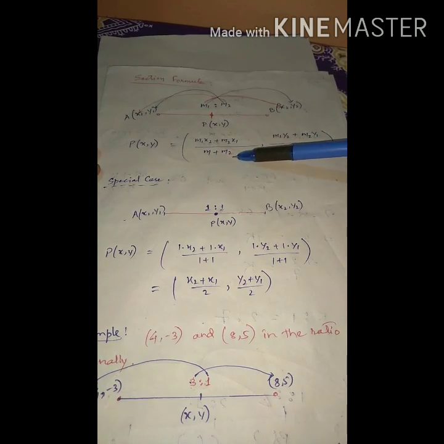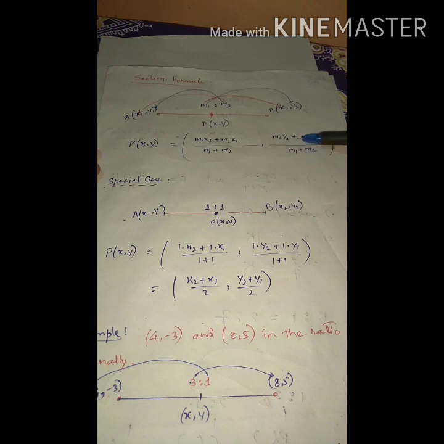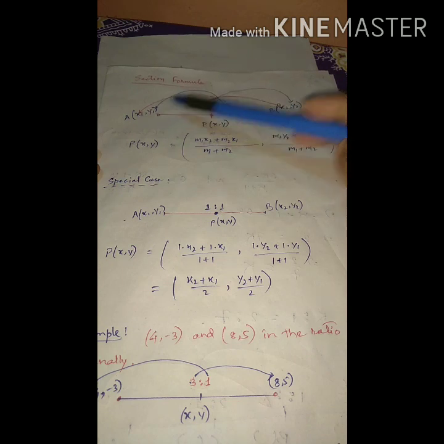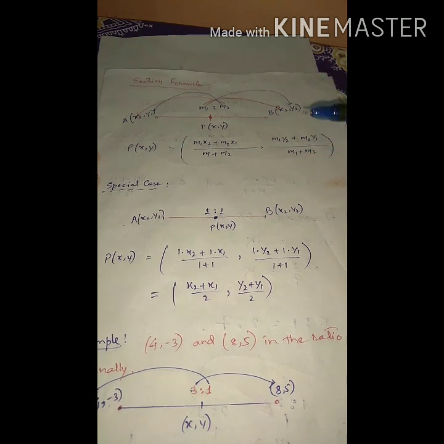Is it clear? Similarly, for the y coordinate, what we have to do, again you see the blue marks here. m1 we have to multiply y2. So that's why we write m1 y2 plus, second one is m2 we have to multiply with y1. So that's why m2 y1, and divided by m1 plus m2. Very simple and very easy. This one is the section formula, internally.